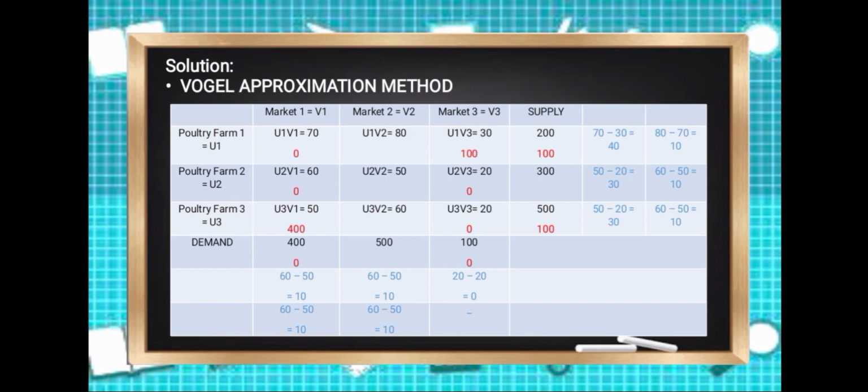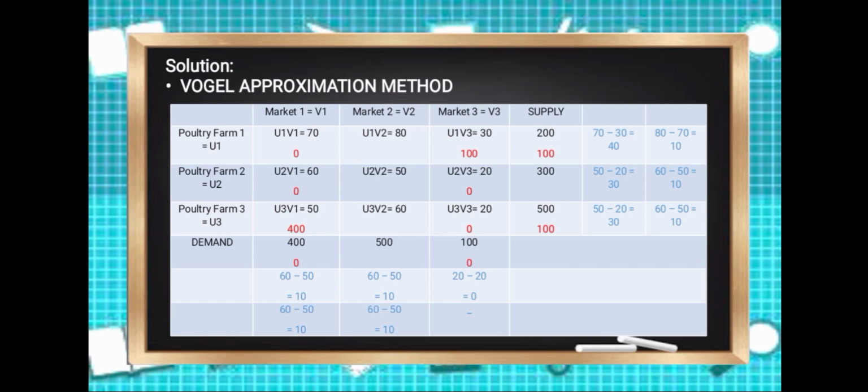So it's up to you where you want to start. I will choose row 3. In row 3, I will find the least again. So the least is 50, since 20 is not included. The choices are 50 and 60, so the lowest is 50. So I will find the value of U3V1.